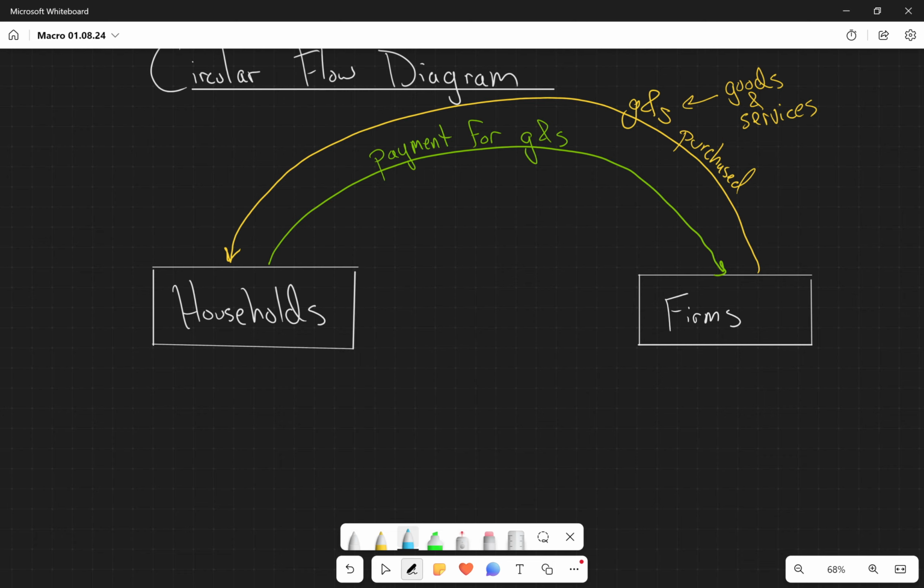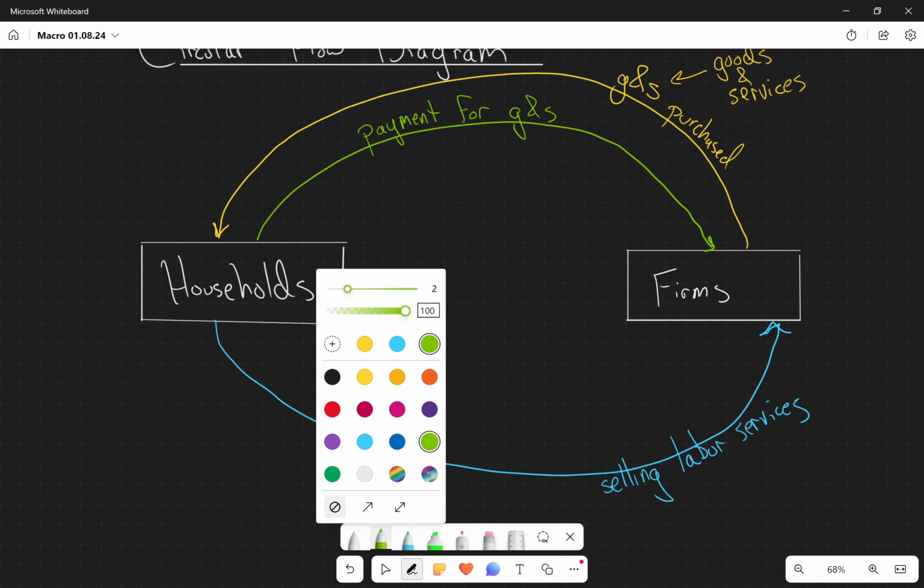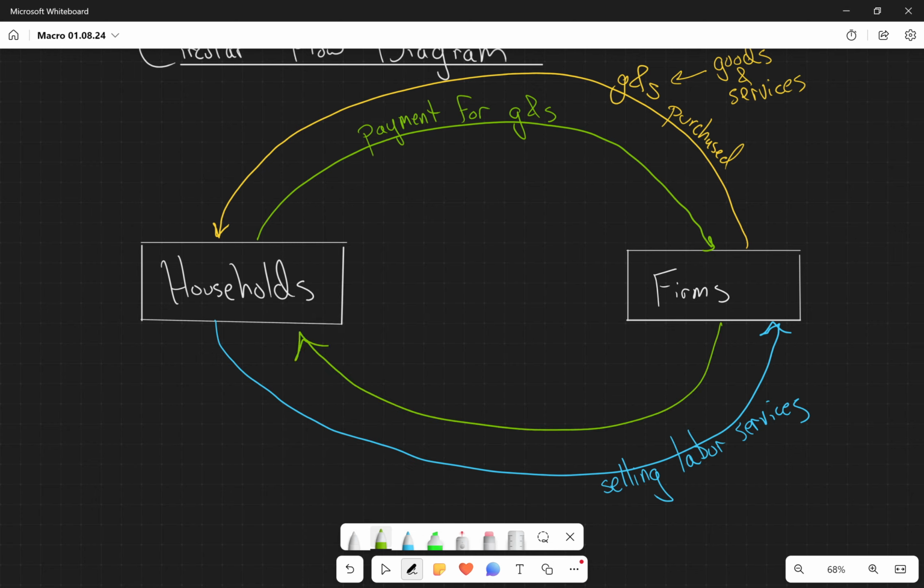So the households are selling labor services, and then the firm is paying the households in the form of wages, salaries, and benefits.